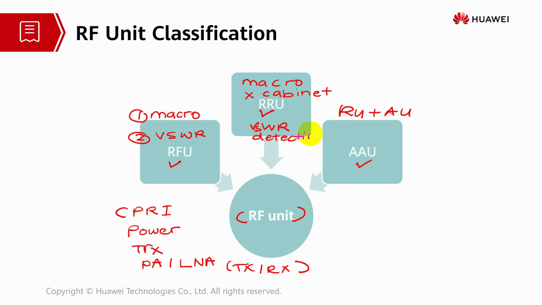How about AAU system? AAU, as I mentioned to you, is the integration of radio unit and antenna unit. The functions are also similar to the functional modules. The only difference is that it has already been integrated with an antenna system. So you don't need to have a separate antenna installed when we are installing the AAU model.